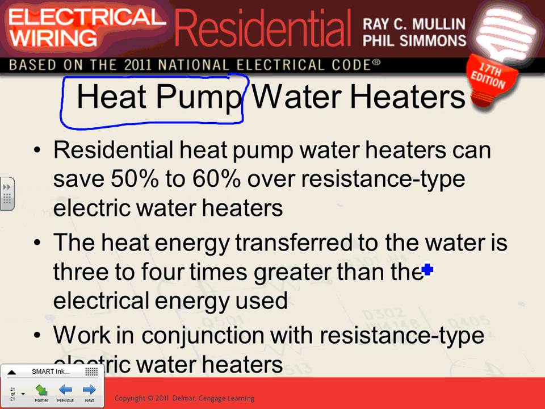So it looks like an AC unit and is the size of an AC unit. So that's basically where they say an electric water heater can save 50 to 60% energy, because now you're utilizing the heat instead of creating the heat. You're utilizing the heat. It's like geothermal.